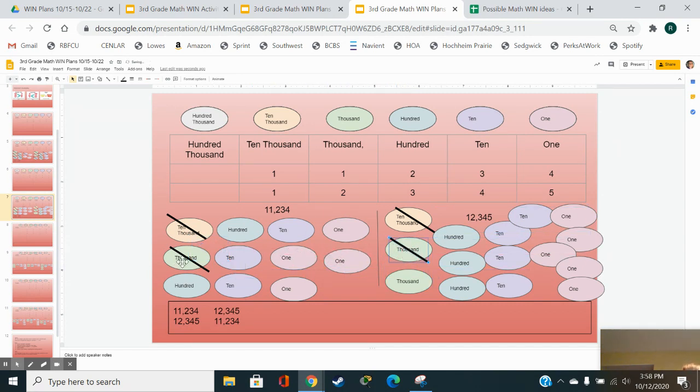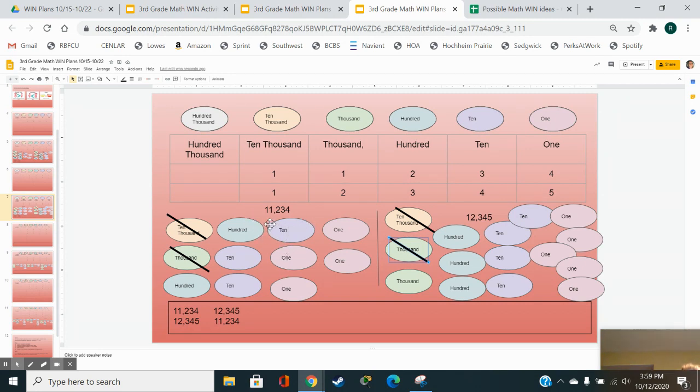So now I've crossed off the thousands, but I still have 1,000 over here, but I no longer have any thousands over here. And that's where I'm able to stop because I know that 1,000 is going to be bigger than any of these other things that are here because I also have hundreds, tens, and ones on this side as well. So I am able to see that this number, 12,345, is greater than 11,234.